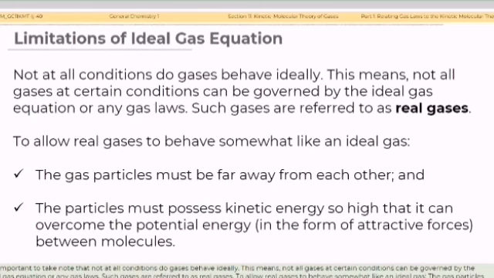It is important to take note that not all gases behave ideally under all conditions. This means that not all gases at certain conditions can be governed by the ideal gas equation or any gas laws. Such gases are referred to as real gases. To allow real gases to behave somewhat like an ideal gas, the gas particles must be far away from each other, and the particles must possess kinetic energy so high that it can overcome the potential energy in the form of attractive forces between molecules.